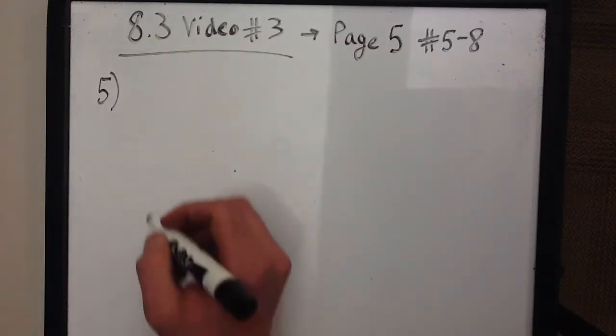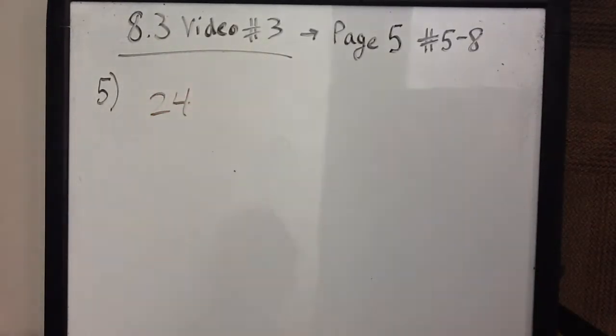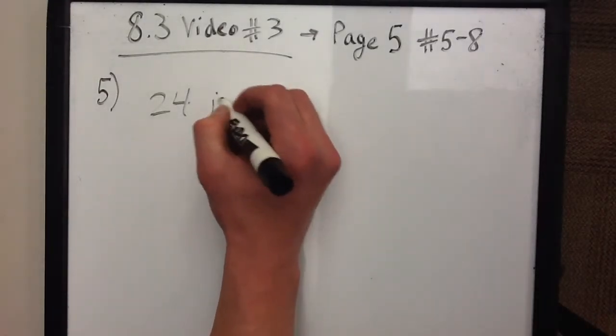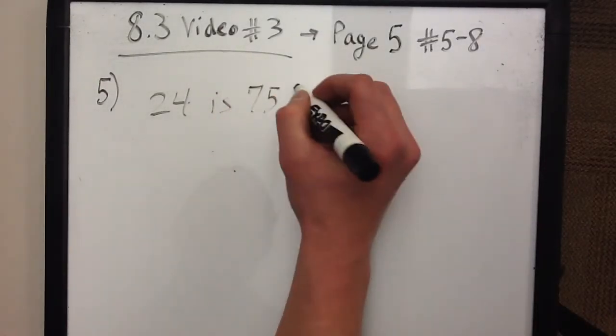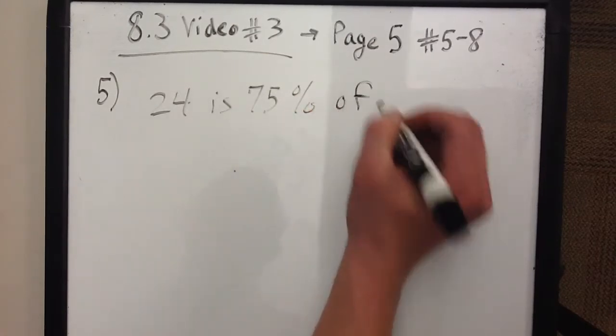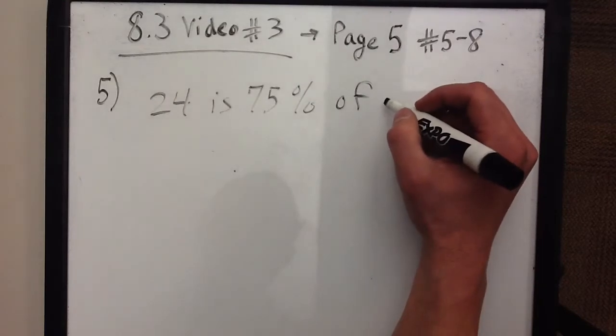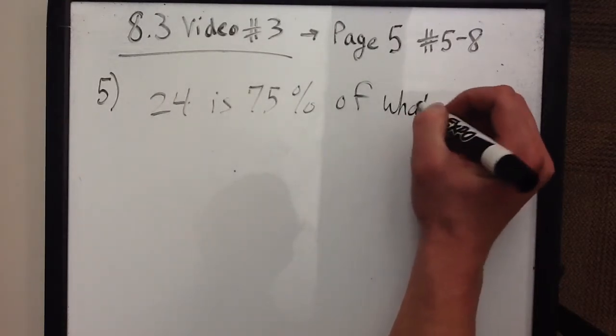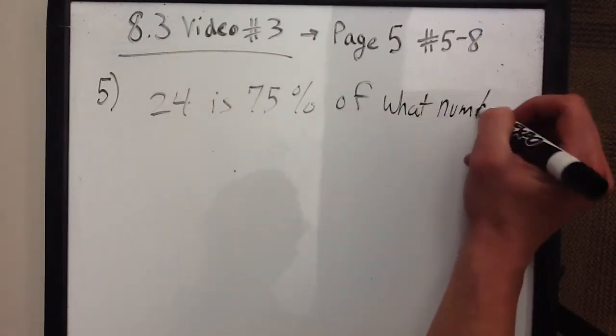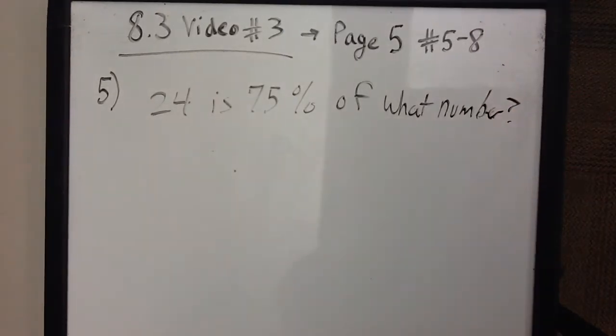So we're told that he scored 24 points. Eli scored 24 points, and that is 75% of the points he scored in the game. So 24 is 75% of the points he scored. So we'll say 75% of what number? And that number will be the number of points that he scored in the game.